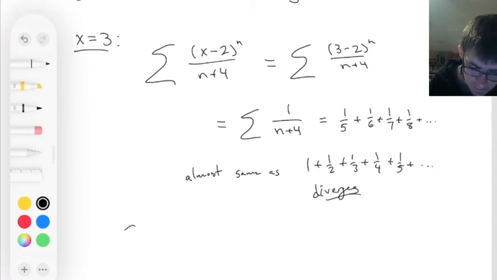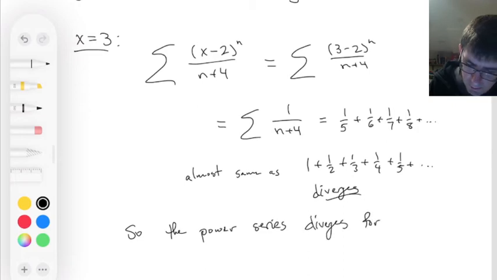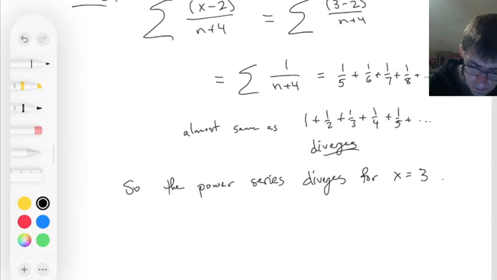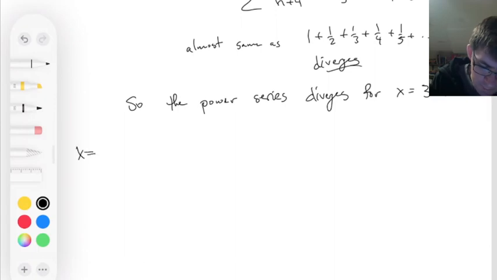Okay, so the power series diverges for x equal 3. All right. This was the first of the two special cases. The other was x equal 1. Let's try that out. What about x equal 1?